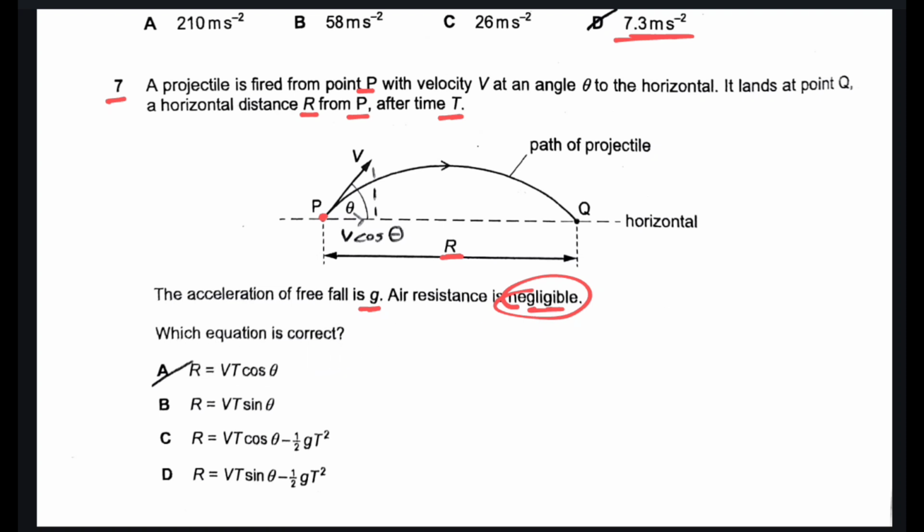Which equation is correct? If we consider these equations, first of all, as it is thrown at an angle, the horizontal component of velocity is v cos theta and the vertical is v sin theta. Here r is common in all the options. So r is the distance, and we know that distance is equal to velocity into time. As it is a horizontal distance, we have to take the horizontal velocity, that is v cos theta, into time. So the answer would be v cos theta into time, that is A.